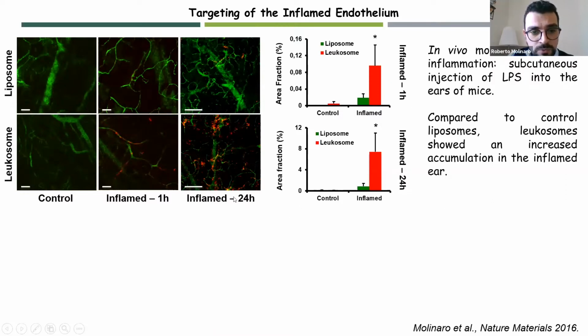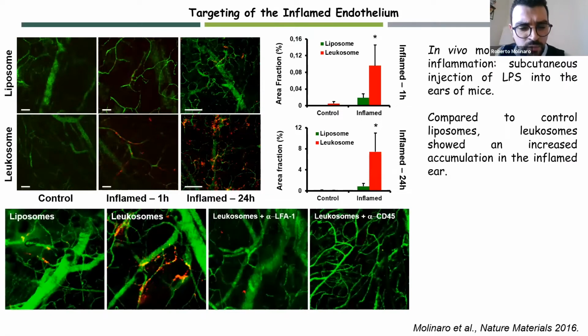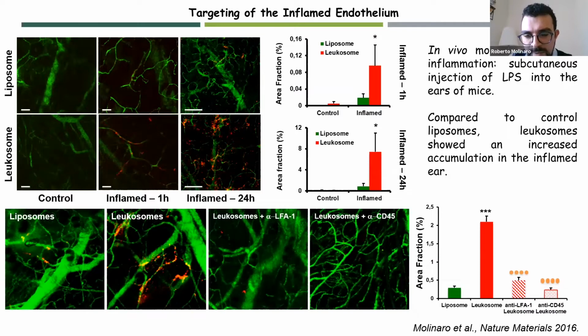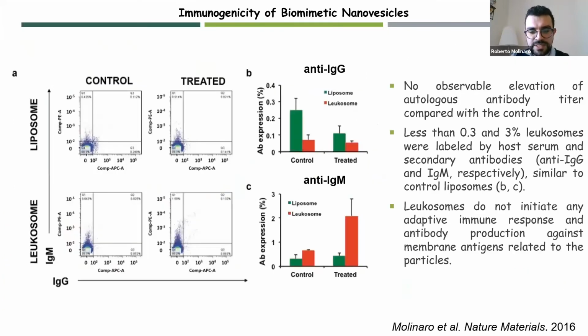Here you can see leukosomes fluorescently labeled in red, while vessels were stained with high molecular weight dextran, using intravital microscopy analysis. And we dissected the mechanism of these targeting properties by using blocking antibodies against LFA1 and CD45. And in particular, we observed that by blocking those receptors on the leukosome surface, we abolished their targeting properties.